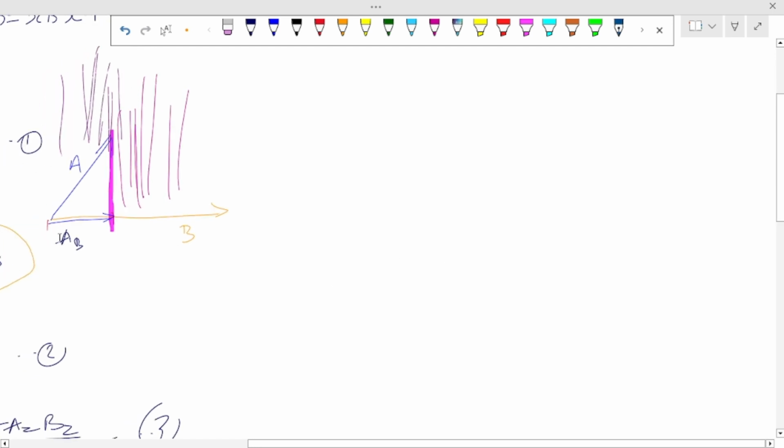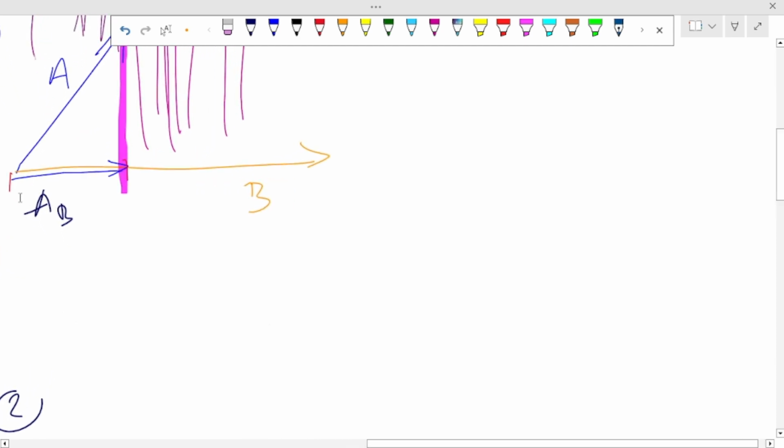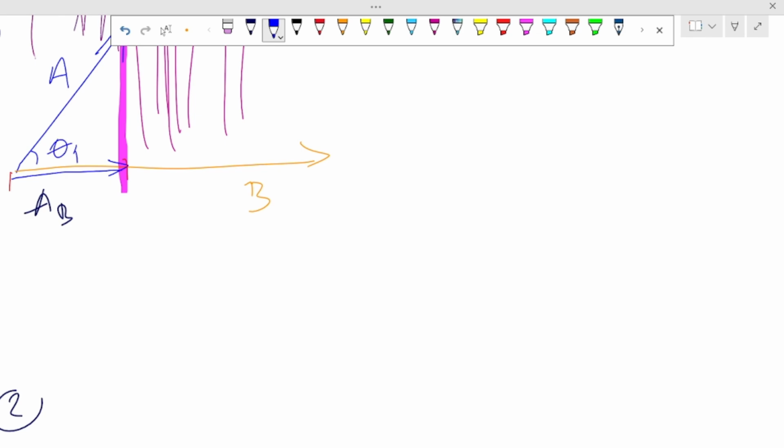So for the magnitude of projection of A onto B, let me come closer. What is this length, this distance from here to here? Note that there is an angle here. This is theta, and this angle is the angle between A and B. So to know this length, we can use cosine, because this is the angle, this adjacent, this hypotenuse.